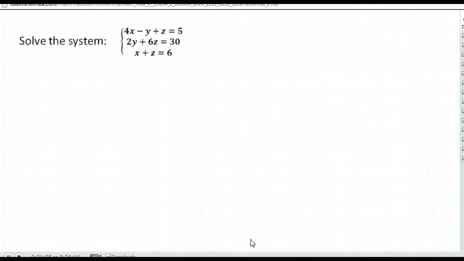Okay, so here is our last example we're going to do here. And again, what we want to do in these types of problems is we want to get two equations with just two variables in them. Notice we have one down here that has x and z, and our second equation just has y and z. So again, we want to make a choice. We need to somehow eliminate either an x or a z so that we can solve this problem.